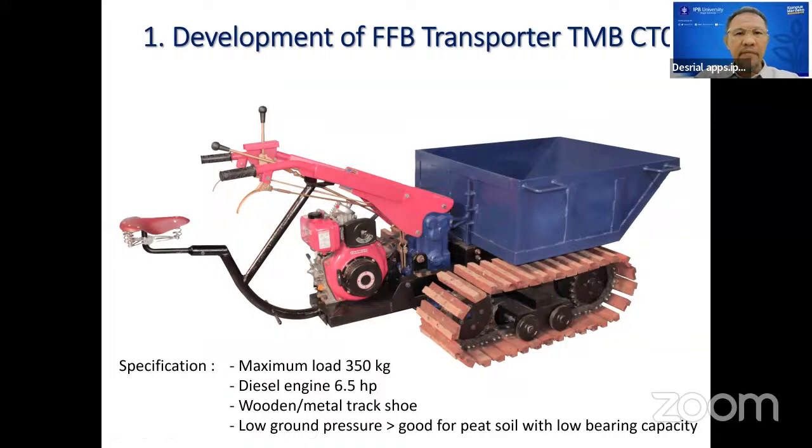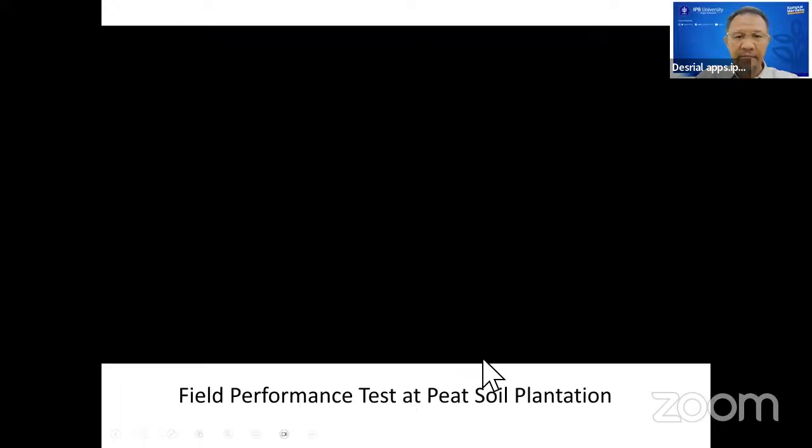So due to that, IPB University tried to develop machinery for transporting the fresh fruit bunch of oil palm. This is our first model. We call it Fast Track 0.1. So it is a very simple design because we try to make it as simple as possible so that the farmer can utilize and operate the machine easily. Maximum load is 350 kilogram with a 6.5 horsepower engine.